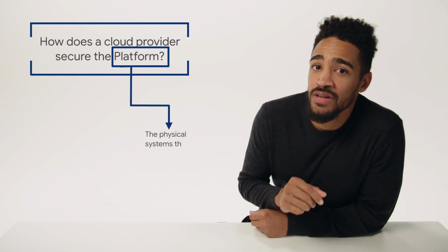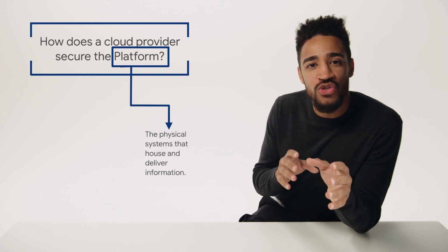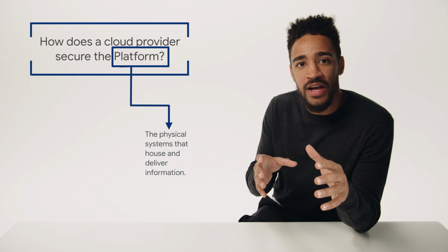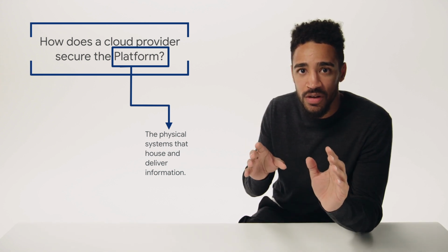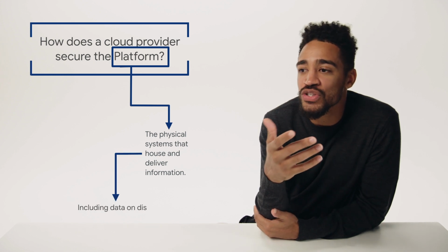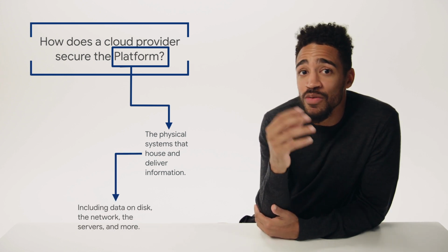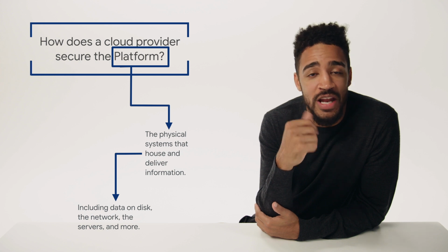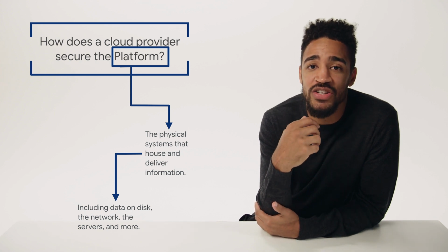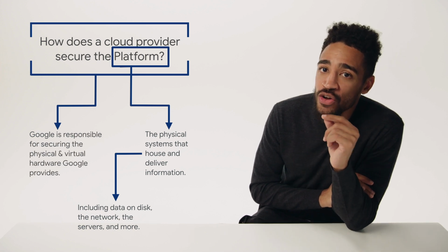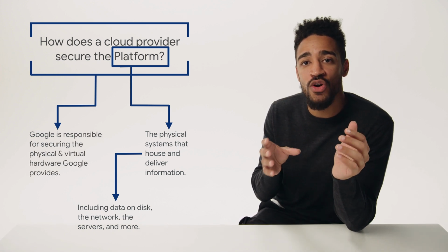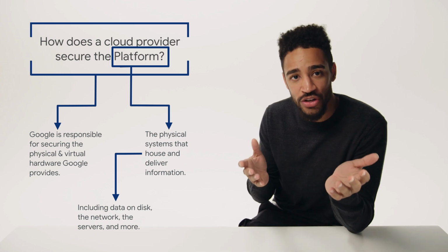Okay, here's what we know. Platform represents the physical systems that house and deliver information. It's important to understand the abstract notion of a user accessing information is realized in physical systems, and the sum total of those systems is the platform. We often think of the platform as a server-side thing, but really, it's everything from the user's fingertips to the bit on the disk, the network in between, the server which runs applications, and so on. But since we have a shared security model, it's important to remember that Google is responsible for ensuring the physical and virtual hardware Google provides is operating as it should.